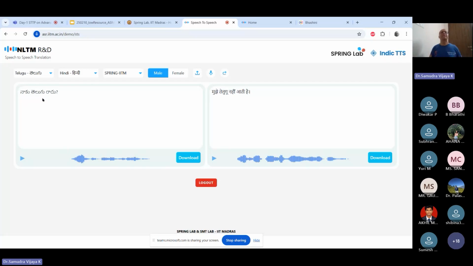Naku Telugu Radu, the English meaning is I don't know Telugu. I shouldn't say that in Telugu, but it works sometimes when I go to the bazaar. So the corresponding translation is Mujhe Telugu nahi aati hai. So let's listen. And not only is text there, but also its waveform is there. Let me play the waveform.